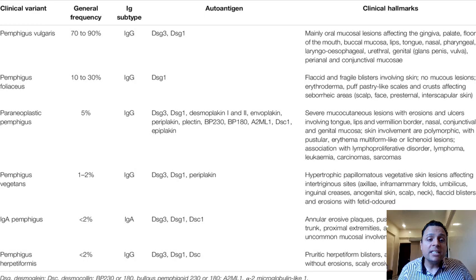Only thing is that IgG antibodies are not there. When you do the checkup, the DIF or immunofluorescence, you will be getting IgA. So that is why it's called IgA pemphigus. Instead of IgG, we are just getting IgA. The target is the same, desmoglein 3, desmoglein 1. Only desmoglein 1 is extra in that.